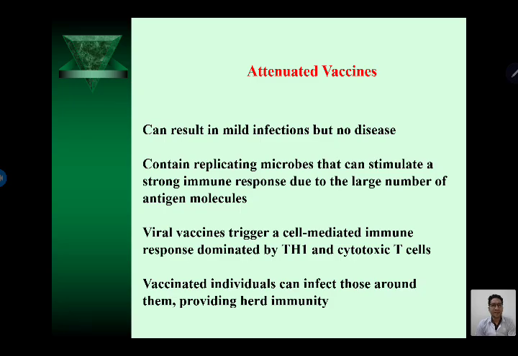When antigens come into our system, our immune system responds and a large number of antigen molecules are made. On the other hand, viral vaccines trigger a cell-mediated immune response dominated by Th1 and cytotoxic T cells. Vaccinated individuals can also infect those around them, providing herd immunity.